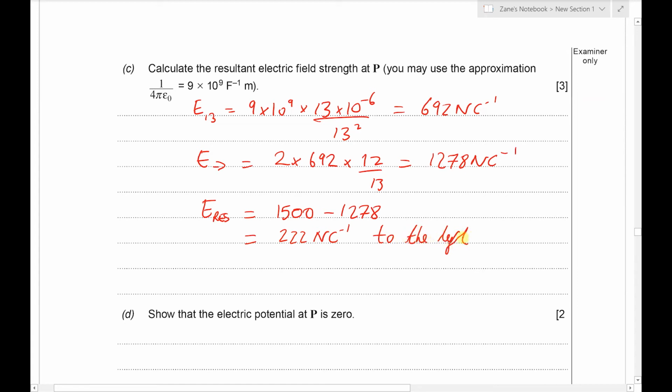And because it says to calculate the resultant electric field, I'm going to put in the direction. That resultant field will be to the left. If it just said calculate the magnitude of the field, then I'd be happy to leave it as 222 newtons per coulomb. But remember, fields are vector quantities and do have a direction.